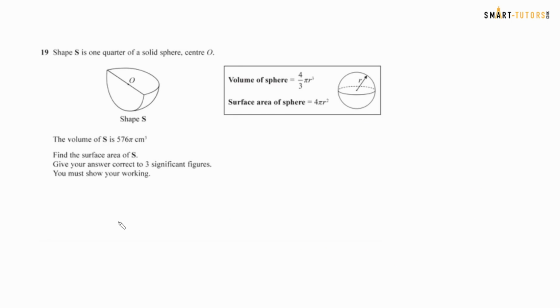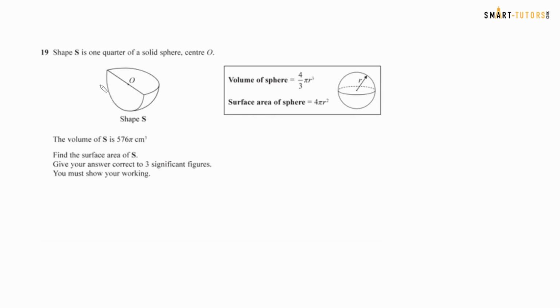Question number 19. Shape S is 1/4 of a solid sphere, center O. The volume of S is 576 pi centimeter cubed. Find the surface area of S. Give your answer correct to 3 SF. You must show all your working. So the equation is given: volume of a sphere is 4/3 pi r cubed and the surface area is 4 pi r squared.